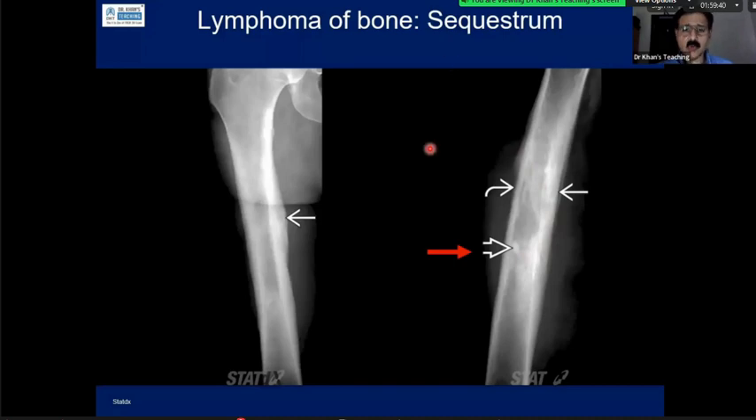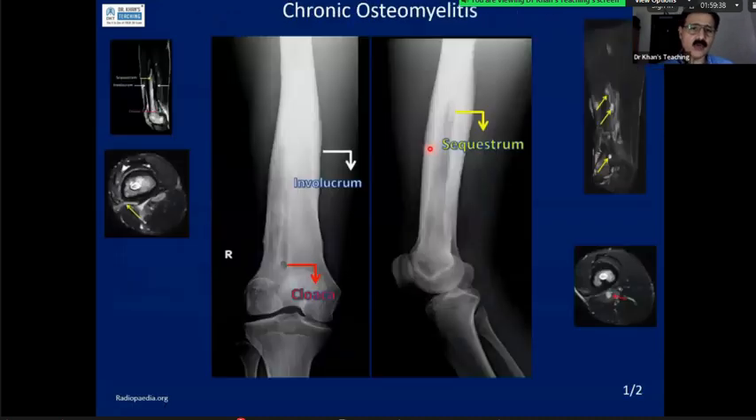Sequestrum is a dead bone in a case of osteomyelitis. So, in a chronic osteomyelitis, these words should be in your vocabulary: dead bone, which is this bone, is known as sequestrum. Please remember, this is a very important finding from a clinical context, because if there is a dead bone lying there, it will not heal.